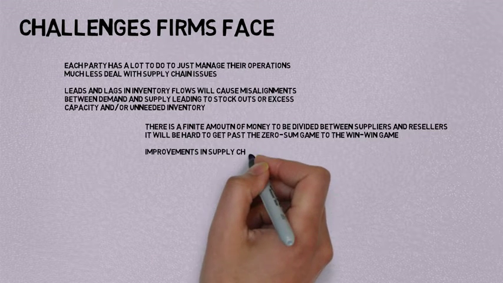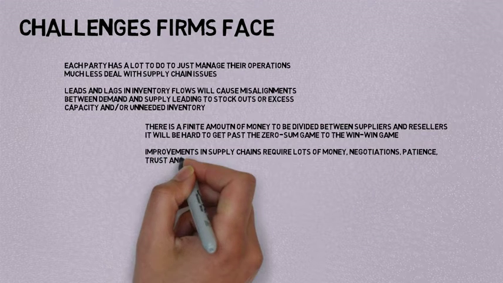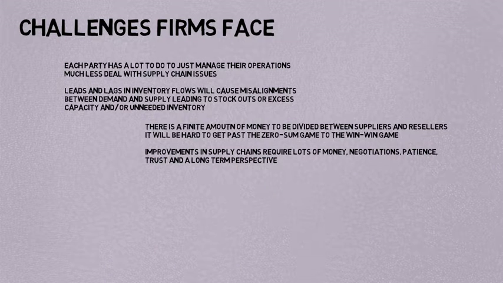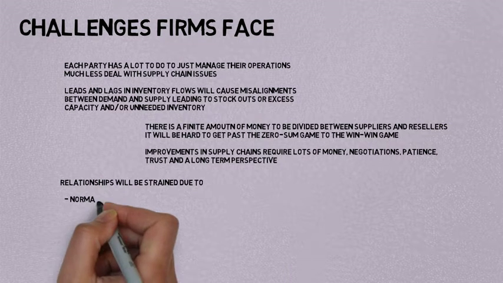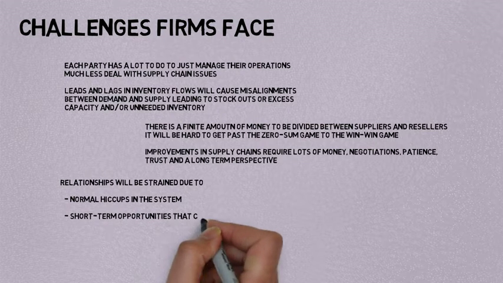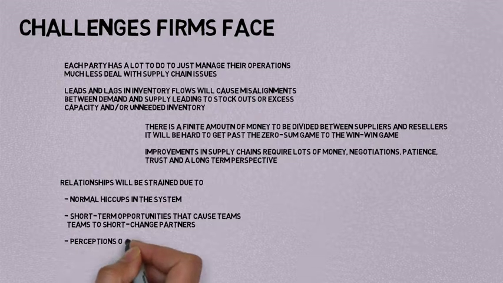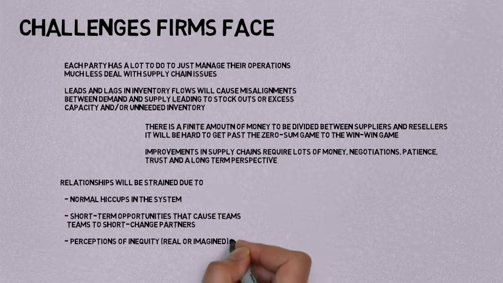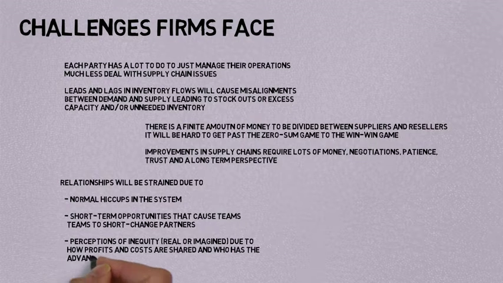Improvements in supply chains require a lot of money, negotiations, patience, trust, and a long-term perspective. Relationships will also be strained due to normal hiccups in the system, short-term opportunities that cause teams to shortchange partners, as well as perceptions of inequity, whether they are real or imagined, due to how profits and costs are shared and who has the advantage.